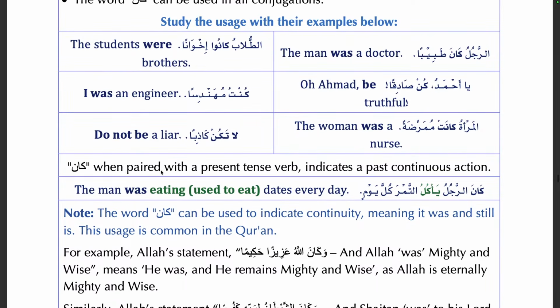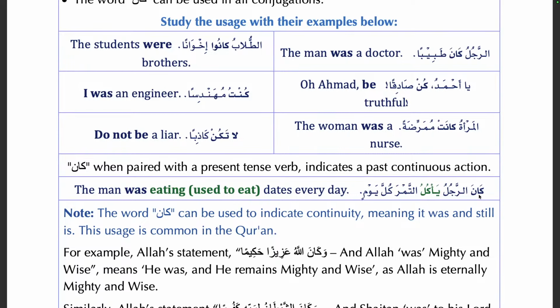Kana, when paired with a present tense verb, indicates a past continuous action. And this is a lot in the Quran and in the Sunnah. Rather, this principle is used to derive principles or rulings in fiqh. When you hear a hadith, have this: kana, when paired with a present tense verb, indicates a past continuous action.